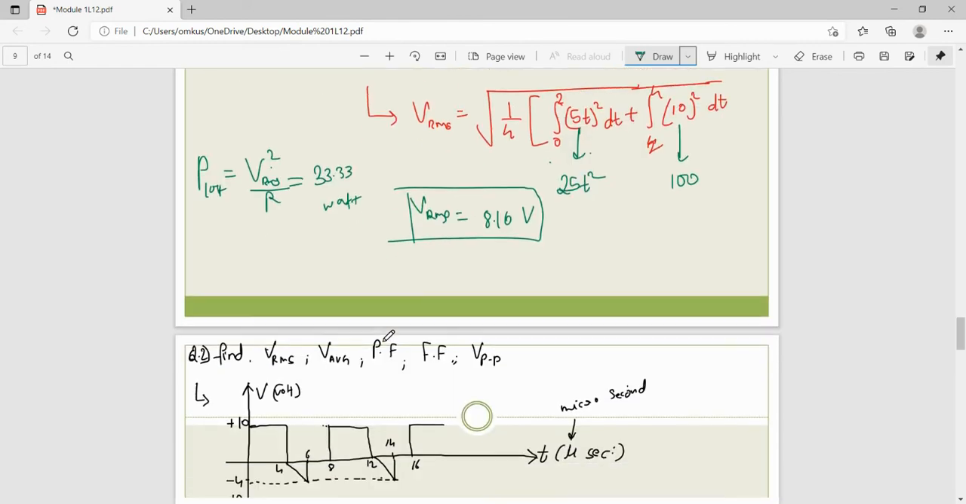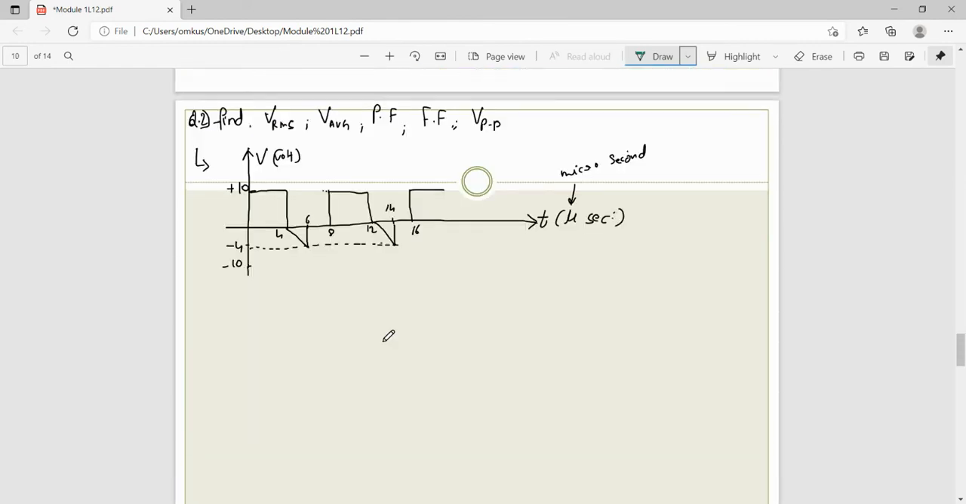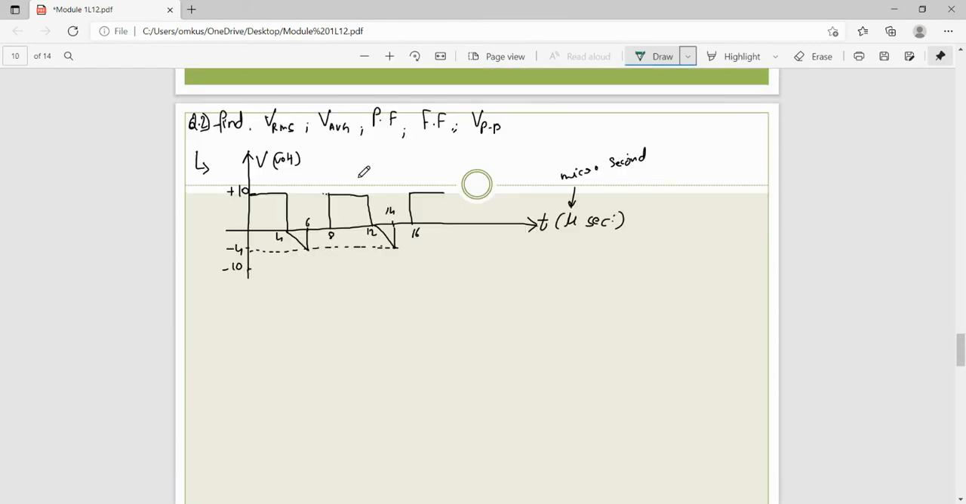Now the second question, you need to find these parameters: Vrms, V average, and this is a peak factor, not a power factor. This is a peak factor, and this is a form factor, and this is peak to peak. Yes, has anyone solved this problem?